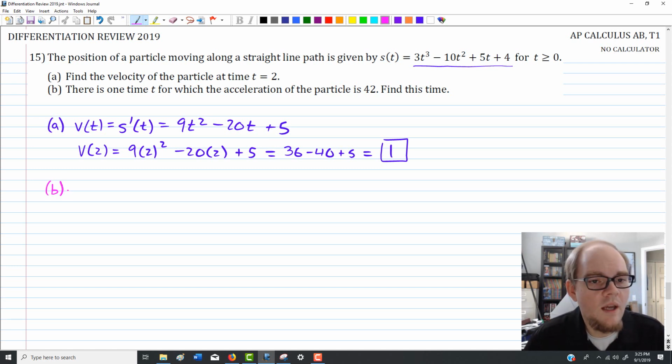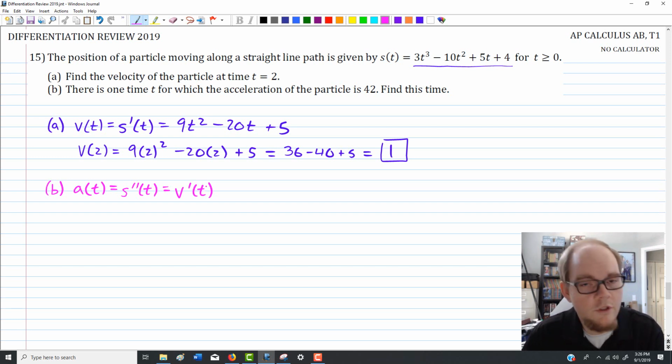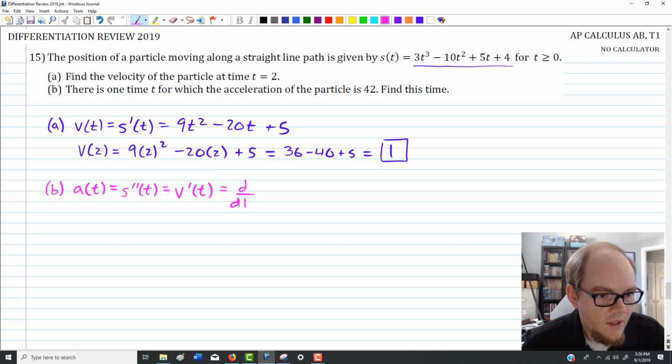For part B, it says there's one time t for which the acceleration of the particle is 42. Find this time. Well, as we did with the previous one, acceleration is part of that position, velocity, acceleration differential relationship. So the acceleration is equal to, of course, the second derivative of the position function. But for us, it's going to be easiest if we think about it as the derivative of the velocity. It's the rate of change of your velocity, which you should understand for acceleration anyway. When your car starts to speed up, your acceleration is positive because it's moving faster. Its velocity is increasing.